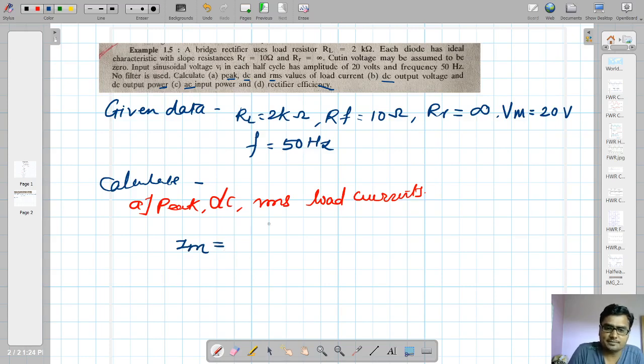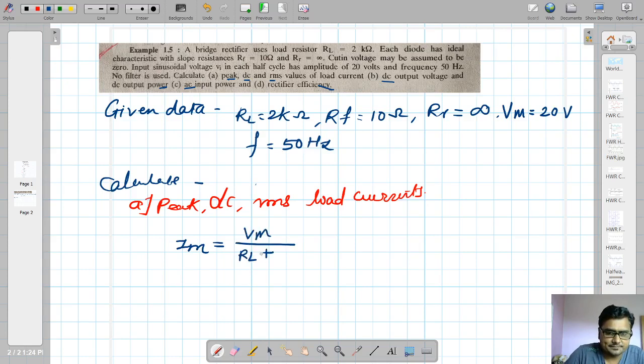Take a reference of previous example. Im will be Vm divided by all the resistances, is it not? All the resistances. So let me write, it is Im equals Vm divided by again RL.